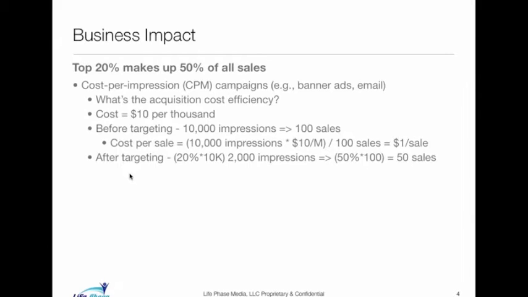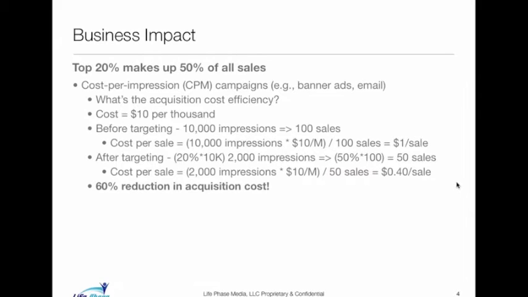Now remember, we're only targeting 20% of the audience, not 100%. So the impressions are 20% of 10,000 available, or in this case 2,000 impressions. And instead of generating 100 sales, we're only going to generate 50% of the sales, or in this case 50 sales. What happens to our cost per sale? Our cost per sale is 2,000 impressions times the same $10 per thousand. That generates 50 sales at an average acquisition cost of 40 cents per sale. So after targeting 40 cents, before targeting $1, 60% reduction in acquisition cost.